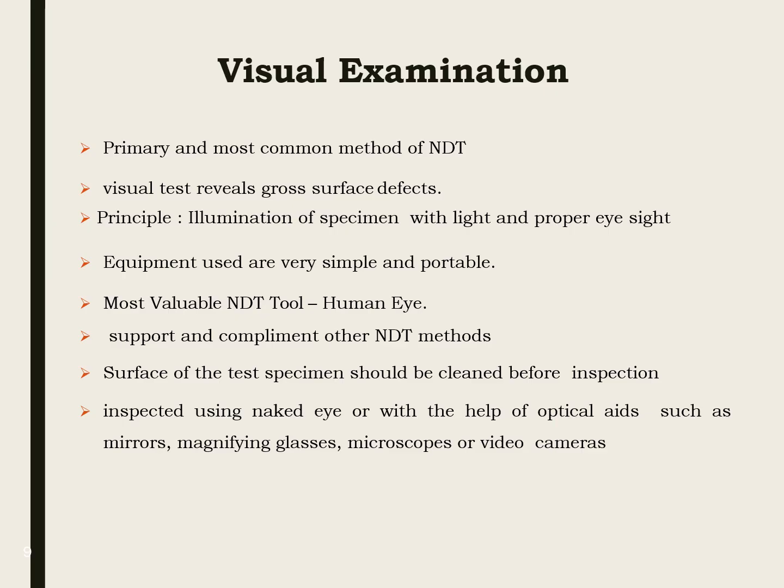Now, also in our previous classes, we discussed visual examination. It's one of the most primary and important methods in non-destructive testing. It's a very common method. It can be used to detect gross surface defects that occur within a material. The main principle of visual examination, as we discussed, is the illumination of a specimen. That is, the specimen is illuminated with proper lighting, and with eyesight or other optical methods, we can find out whether there are surface defects within the material.